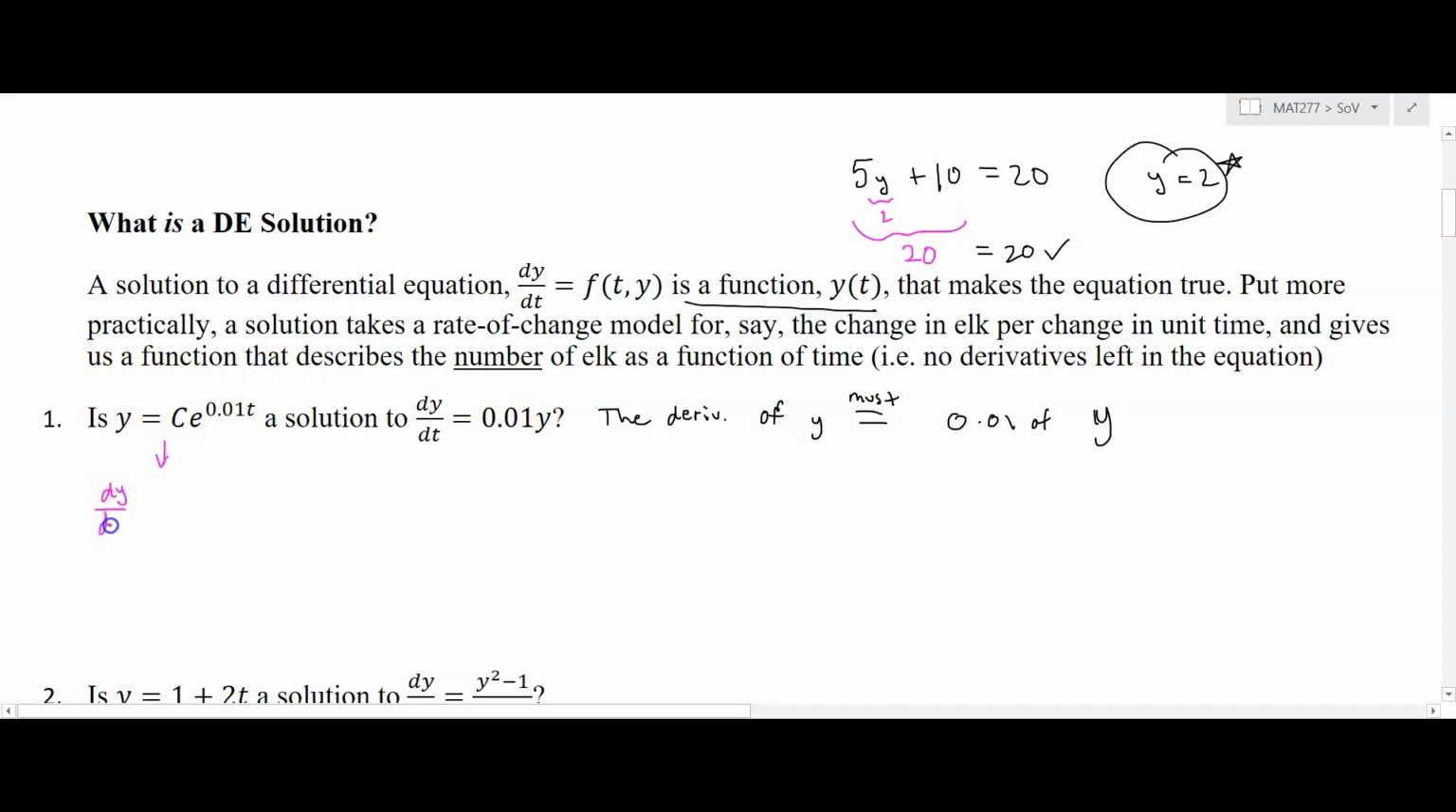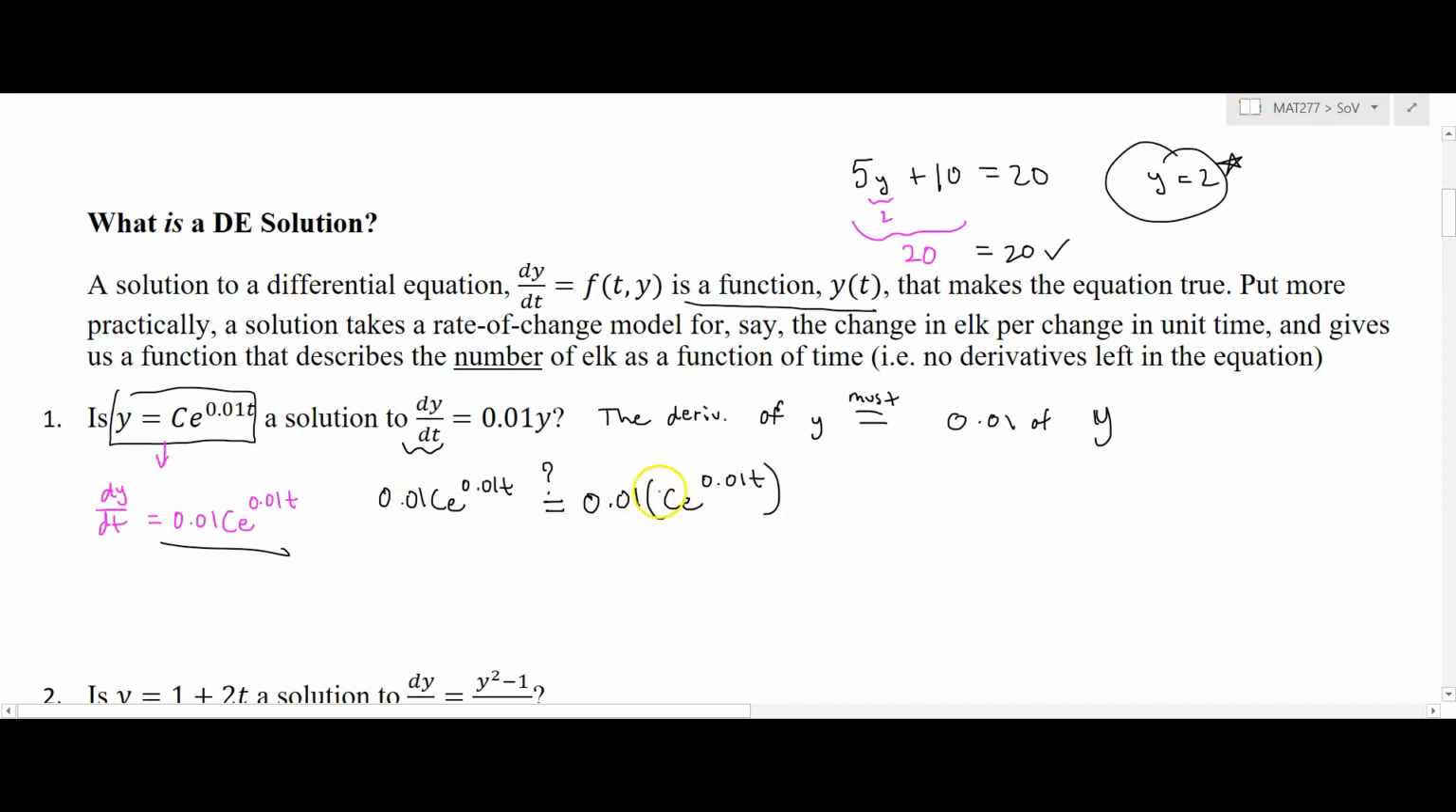So the derivative of my equation, using the chain rule, will be 0.01 c e to the 0.01 t. Now what I want to check is that when I plug in for dy dt, I'm going to plug this in right here, 0.01 c e to the 0.01 t. Does that equal, I'm going to put a question mark above that equal sign, 0.01 times y? Well, what is y? Well, y is the original function that we're claiming is the solution here. So I'm just going to replace y with c e to the 0.01 t.